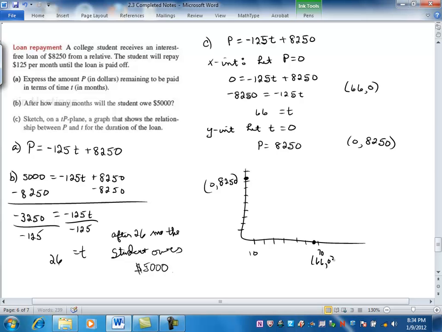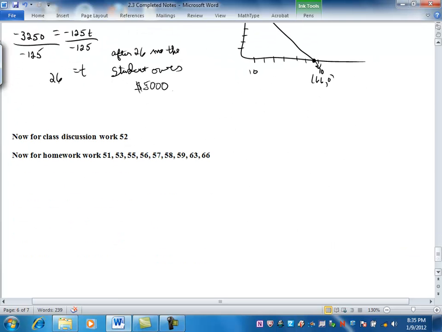And guys, for a problem like this, if you just want to plot the y-intercepts and mark them, I'll be fine with that. We know we have a linear relationship there. And so for class discussion, if you'd work problem 52, and then you can see the remaining problems there for homework. And that brings us to the end of our class discussions for the first unit.